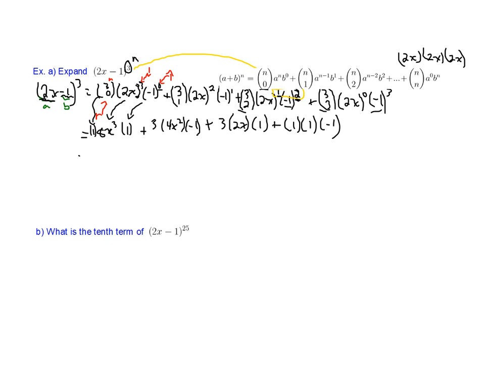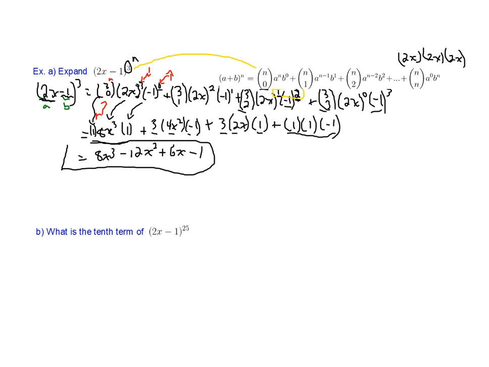And now we can simplify all of this. So here we have a 1 times an 8x cubed times a 1. That's just 8x cubed. Here we have a 3 times a 4x squared times a negative 1. 3 times 4 is 12, times negative 1 is negative 12. And we have an x squared. Over here, 3 times 2 is 6, times 1 is still 6. And there's an x there as well. And then finally, 1 times negative 1 is negative 1. So we were able to expand 2x minus 1 cubed using the binomial theorem.